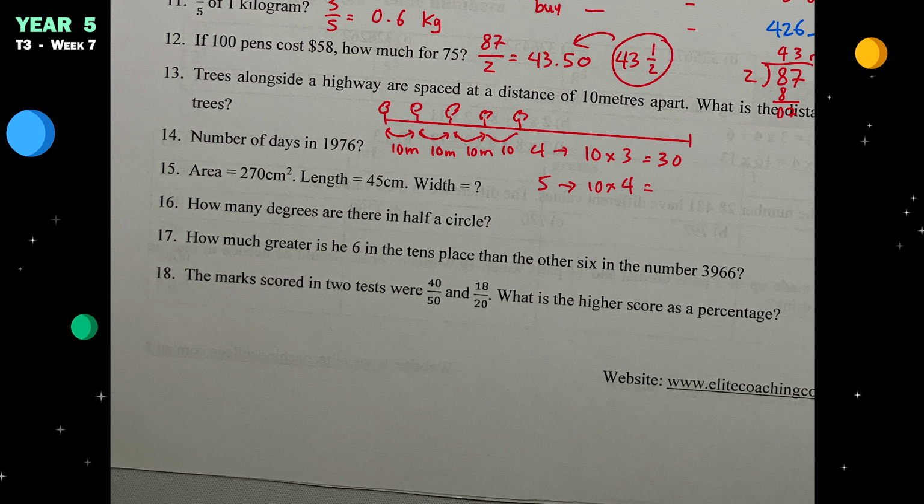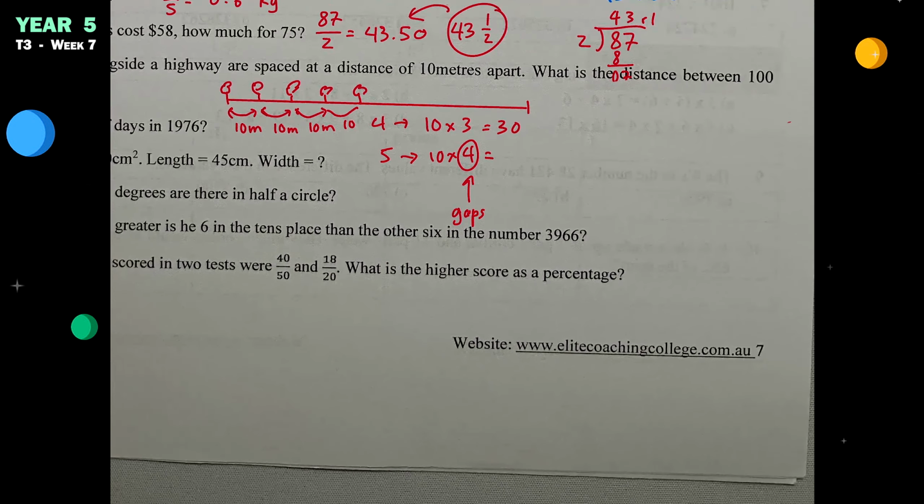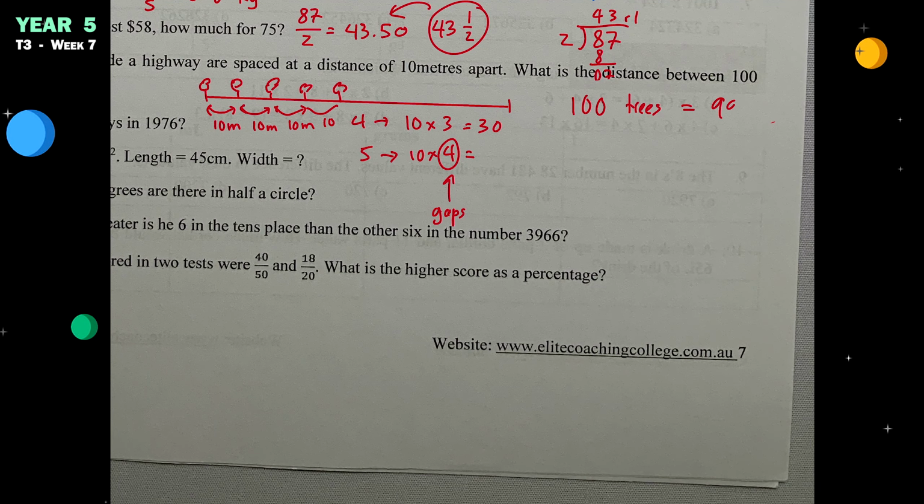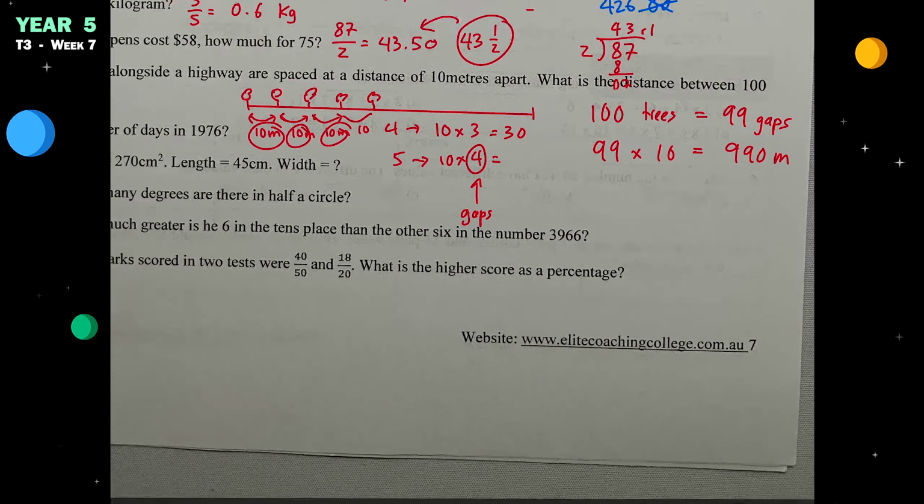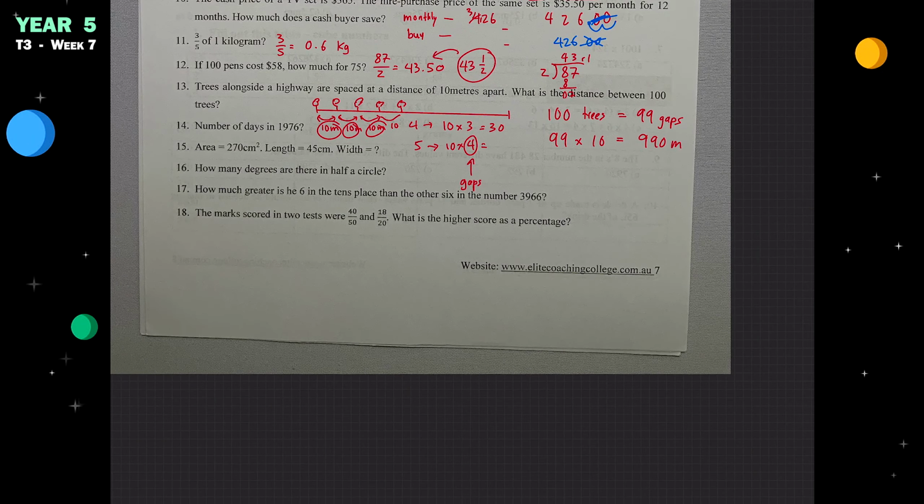The reason we multiply by 4, not 5, is because these are the number of gaps. The number of gaps is always 1 less than the number of trees. So if you have 100 trees, you take away 1, and you have 99 gaps. So 99 gaps times 10, because each gap is 10 meters long, gives a total of 990 meters distance between the 100 trees, and that's your answer there.